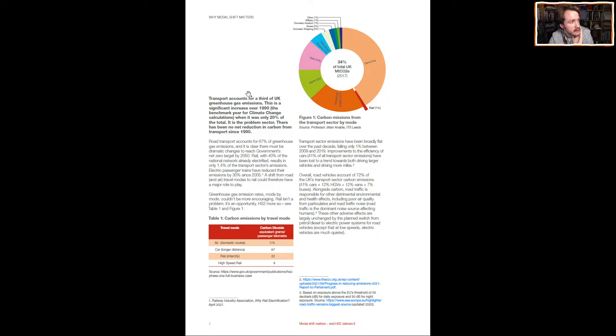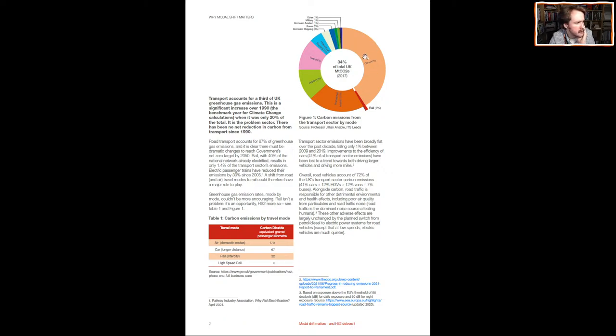So transport accounts for a third of UK greenhouse gas emissions. It's a significant increase over 1990, which is the benchmark year generally for climate change calculations, when it was only 20% of the total. It is the problem sector. There has been no net reduction in carbon from transport since 1990. Yes, this is stuff that I repeat all the time. So it's talking about the fact that road transport accounts for 67% of transport greenhouse gas emissions.